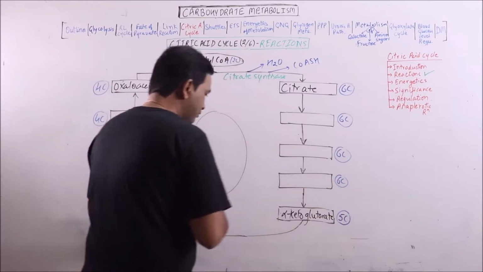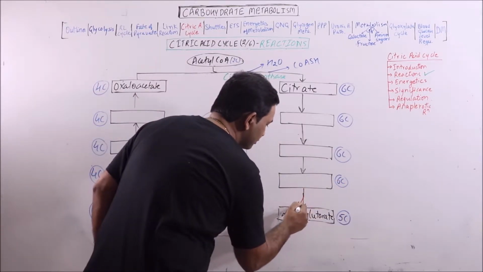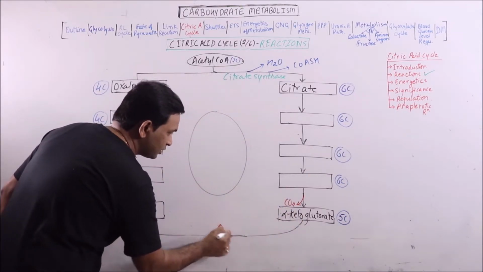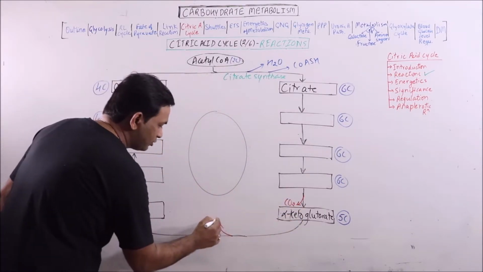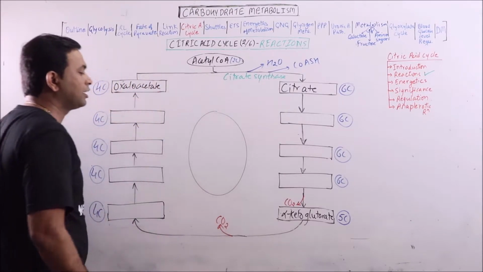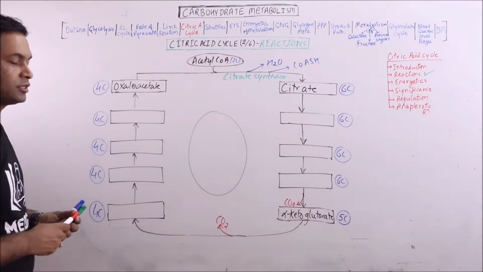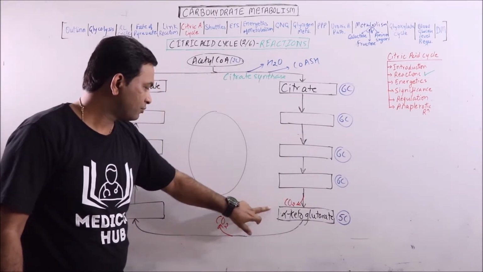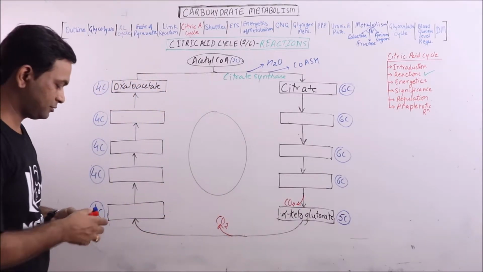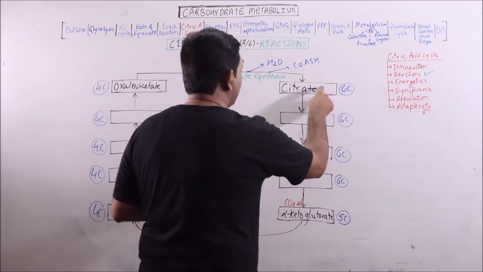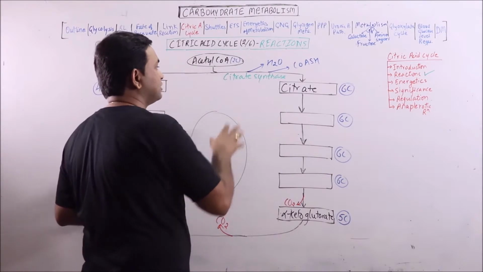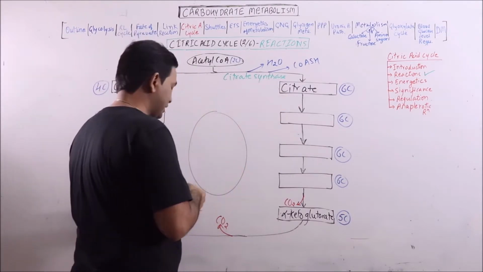6 carbon to 5 carbon means decarboxylation, and in the same way 5 carbon to 4 carbon again means decarboxylation. So decarboxylation will occur between 4 to 5 and 5 to 6. Now, when this citrate is formed, citrate has 3 carboxyl groups. That's why it is also known as tricarboxylic acid cycle.